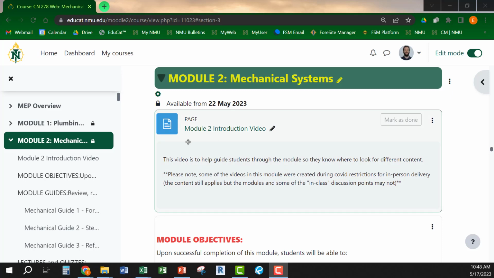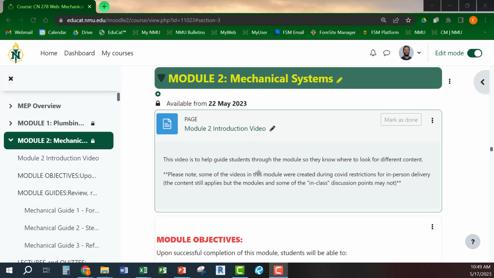All right, here we go with module two. So we will be going through mechanical systems on this one. Pretty big animal to take on, so there's a lot of information in this module. I'm just going to walk through a little bit.